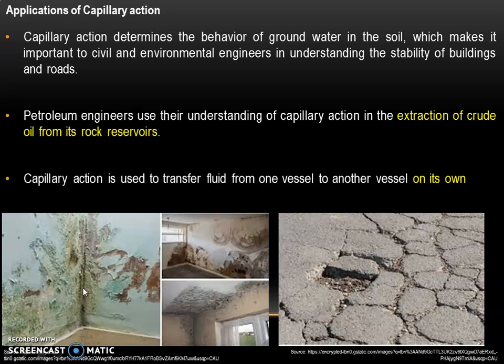Here we can see dampness in walls, which is due to upward movement of water from the soil onto the walls. And in this figure we can see that there are a number of patches along with cracks, that is also due to upward movement of water from the soil onto the different layers of the road or the pavement.